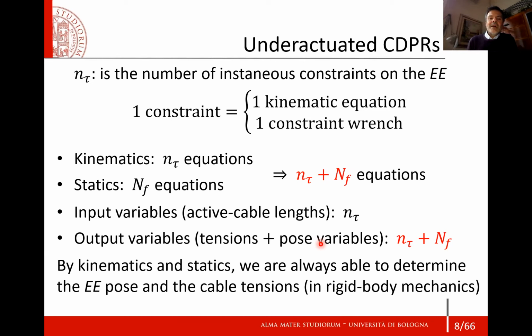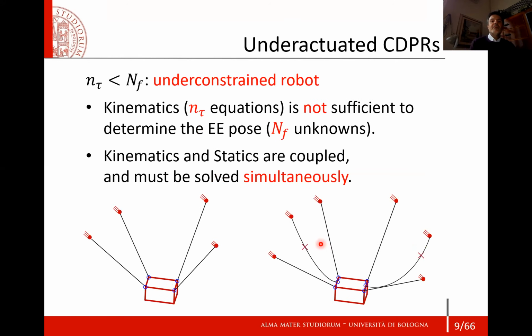So we realize that the number of output variables is always equal to the number of equations that are available. So if we consider kinematics and statics together, and the input variables are assigned, we are always able to find a solution for this problem, and the number of solutions will be a discrete number. However, what if we consider them independently? We have to distinguish if the robot is under-constrained according to our definition or not.